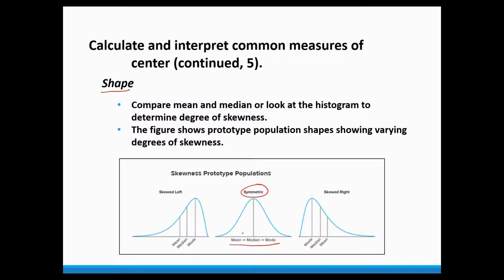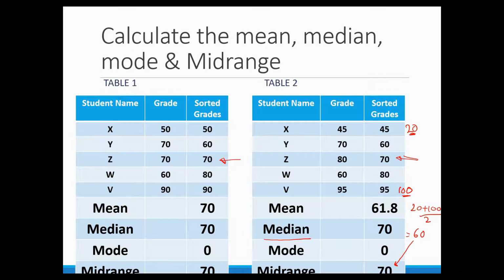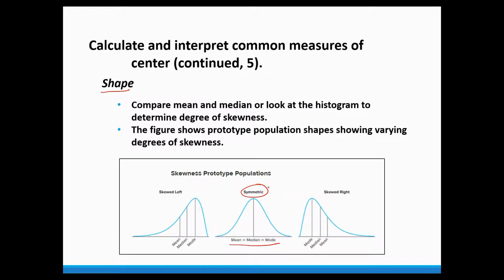So if we have calculated these measures and we find that the mean equals the median equals, for example, the mode, in this case we would say that without knowing or drawing the distribution of the whole data, the histogram, we can say that the data is symmetric, and we call it normally distributed.